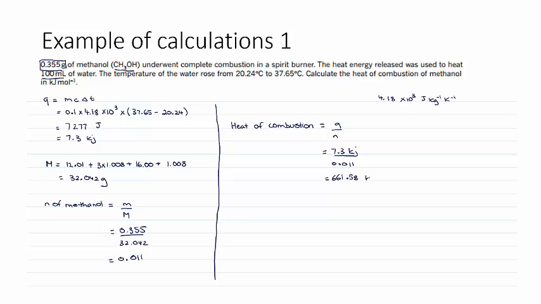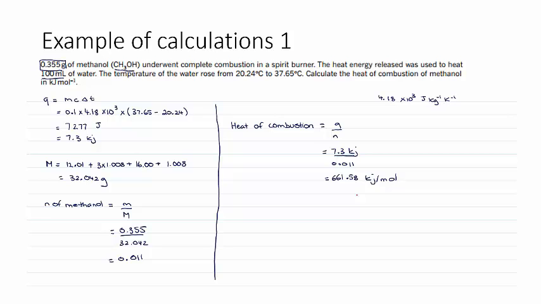661.58 kilojoules per mole. Now, if the question is asking us to work out the heat of combustion, by definition, the heat of combustion is the amount of heat that is released when 1 mole of fuel is burnt. So since we've been asked for the amount of heat released, that value can remain a positive number.